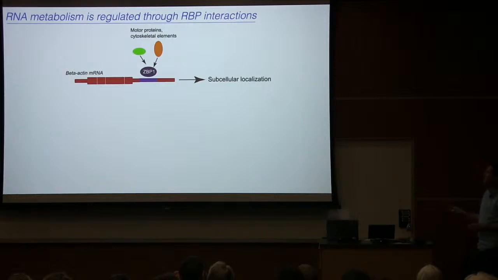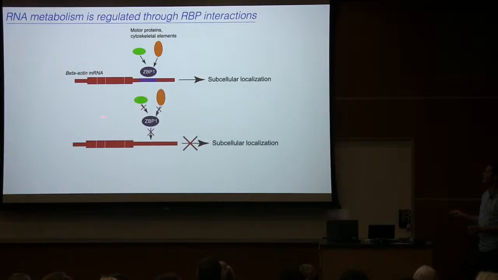So there's a zip code within this 3' UTR of this RNA, and it's bound by this protein called ZBP1, for zip code binding protein 1. When that happens, it recruits motor proteins and other cytoskeletal elements, and then this RNA is correctly localized. One of the ways that we know this is that if you mutate or delete or otherwise mess with the zip code, you don't get ZBP1 binding, you don't get the recruitment of all that other stuff, and this RNA is not where it's supposed to be.